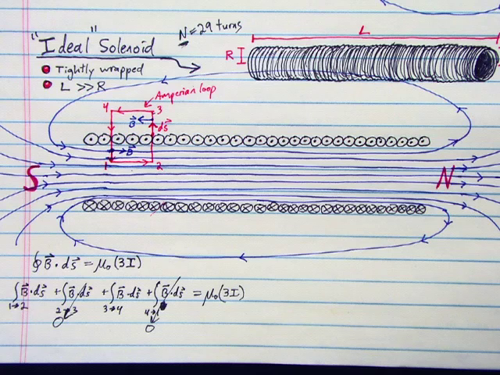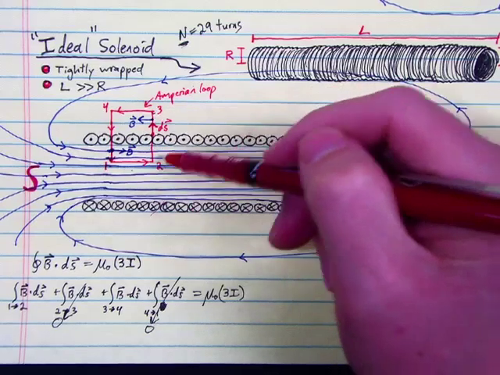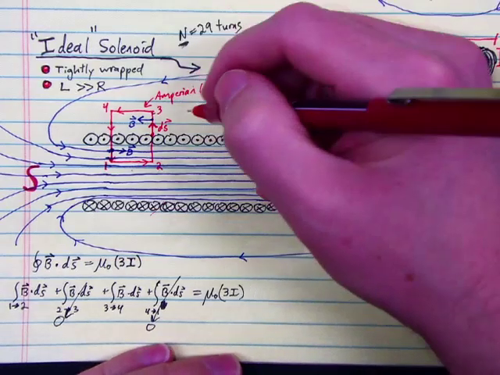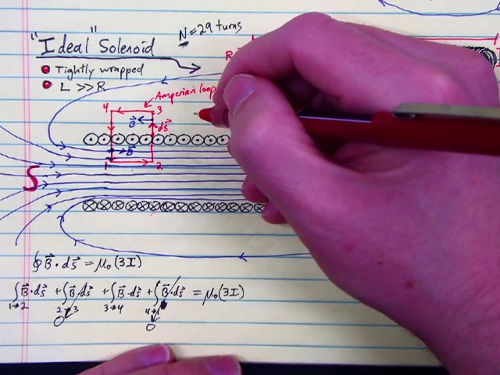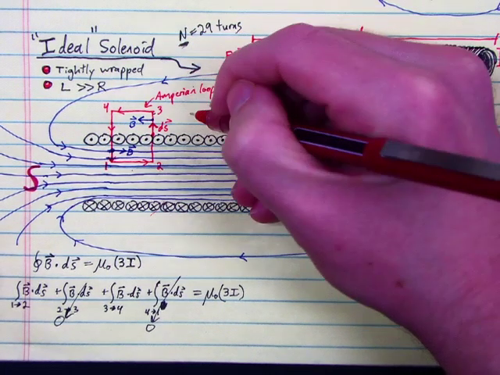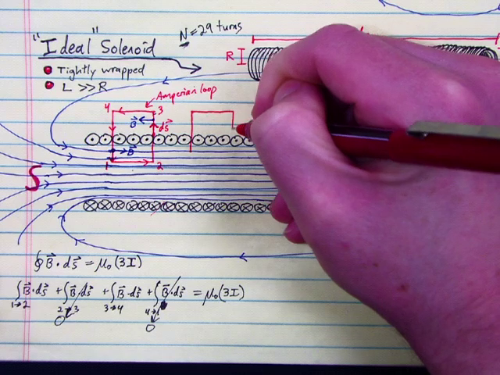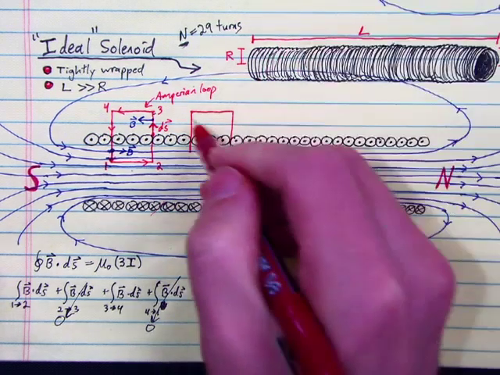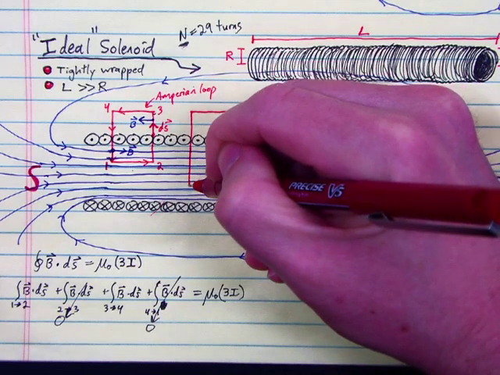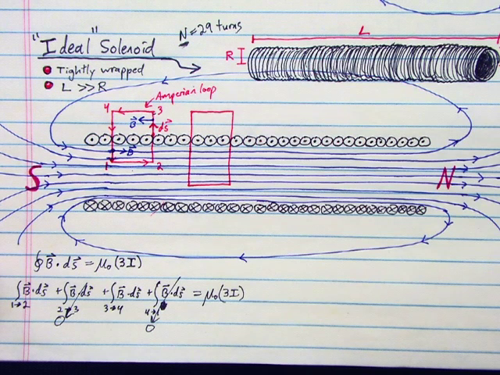I think I'd like to compare this Amperian loop to another nearby one. So let's draw another rectangle, and then by comparing the two, we'll be able to reach the conclusion that we want. Let's say this other Amperian loop will also be enclosing 3 turns, and the top part will be the same distance above the wire as this one is, but the bottom part will be somewhere else inside the solenoid.